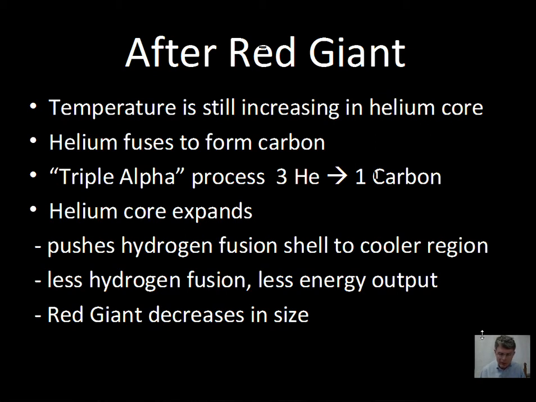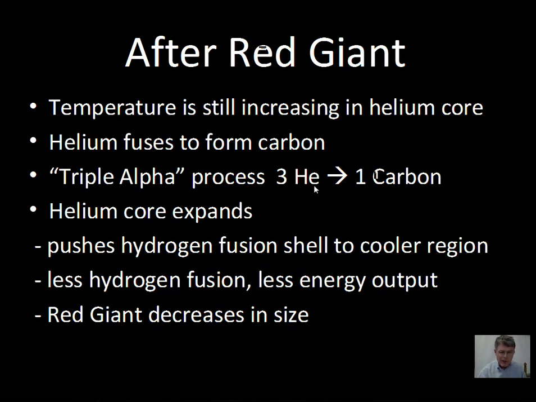Now, the creation of energy in the core removes the degeneracy as the temperature has gone up. So the material is no longer degenerate, it's hot. It now has a connection between pressure and temperature, and the helium core expands. As it does so, what do you think happens to the energy output of the star? Well, the helium core expanding actually pushes away the hydrogen that's been fusing, pushing it away from the core out to where the temperature is not high enough for the fusion of hydrogen. So actually we get a decrease in the amount of energy that the star is producing.